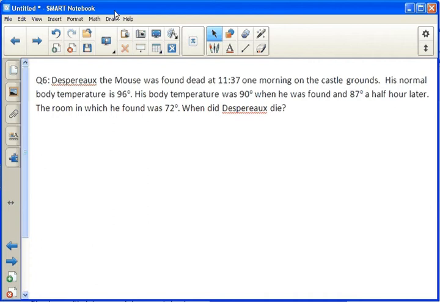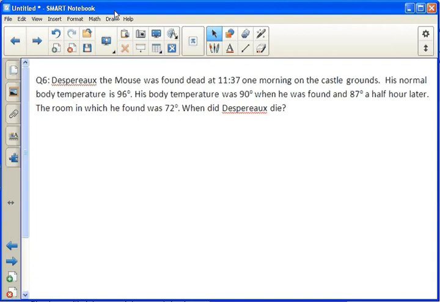Despereaux the mouse was found dead at 11:37 one morning on the castle grounds. Apparently he ate some bad soup. His normal body temperature is 96 degrees. His body temperature was 90 degrees when he was found at 11:37 and 87 degrees a half hour later. The room in which he was found was 72 degrees.